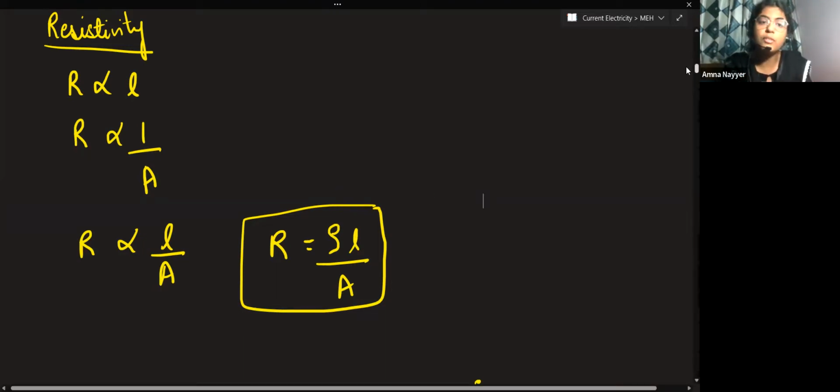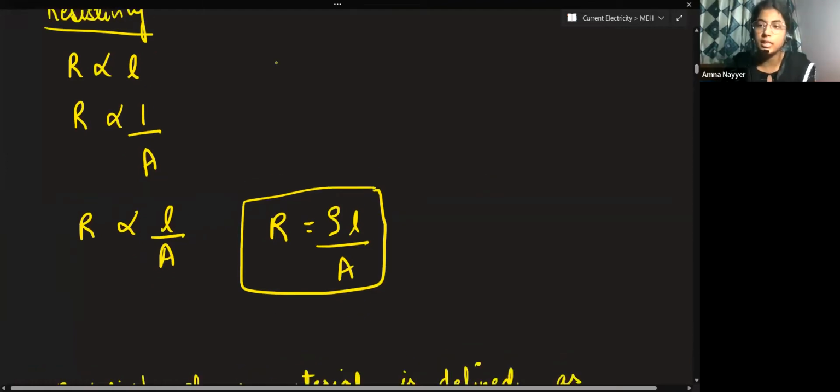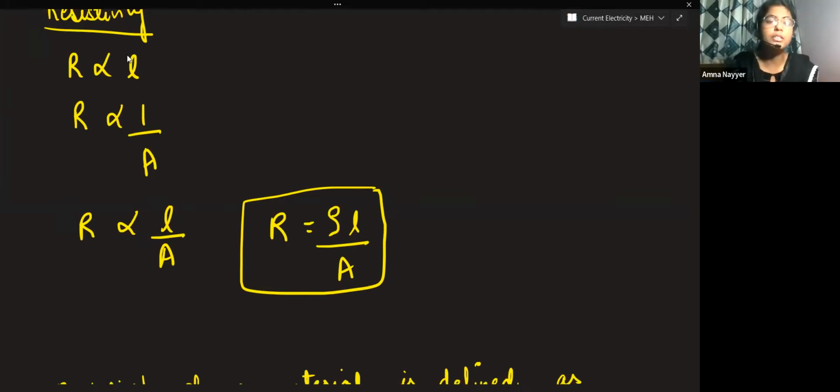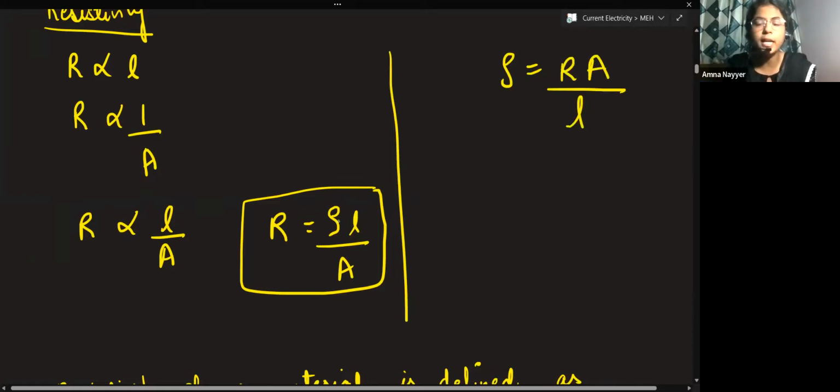Now this is the formula of resistance, but we haven't received what is meant by resistivity. We haven't concluded or reached that. See, how will I write resistivity from here? Resistivity can be written as R into A divided by L.